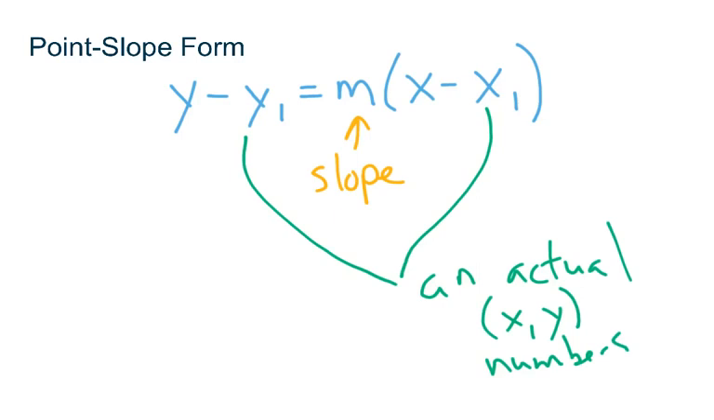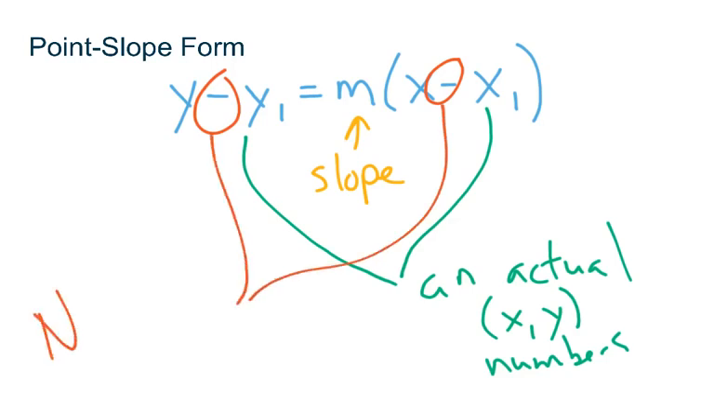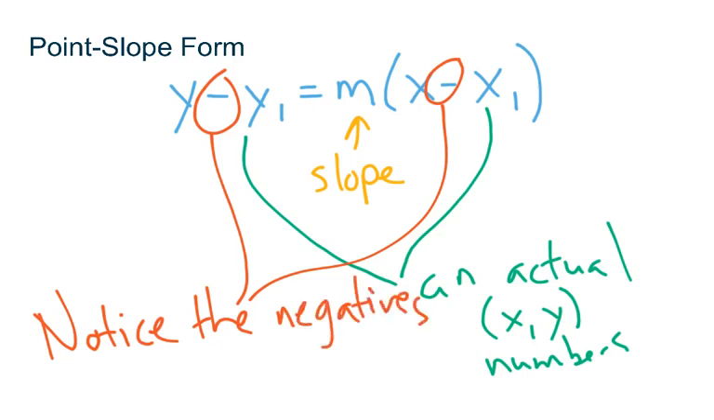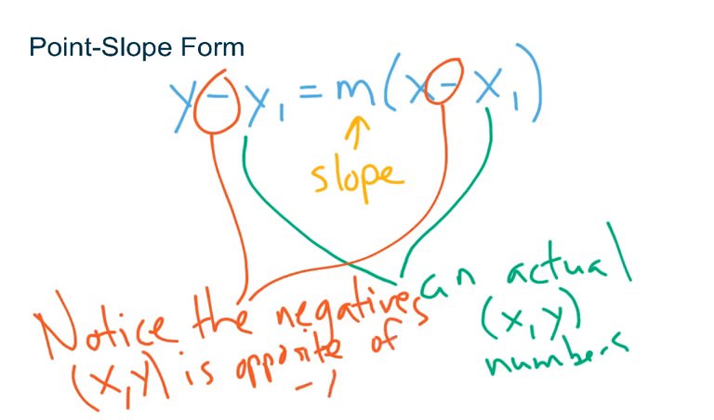Now notice that there's a difference in signs. That's another thing I've got to point out here: notice the negatives. What that means is that the x, y point is going to be the opposite of what it's written. So the point is the opposite of minus y1 and negative x1. And when we do some examples, you'll see and it'll make more sense.